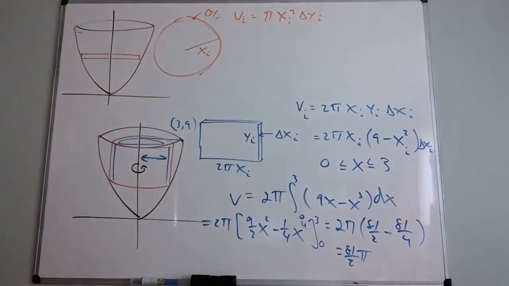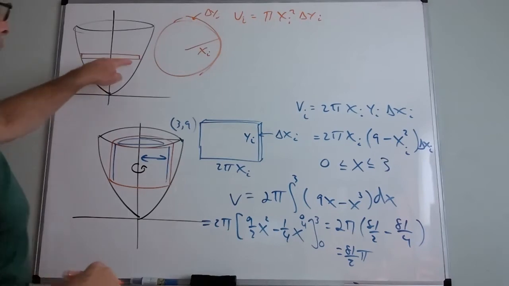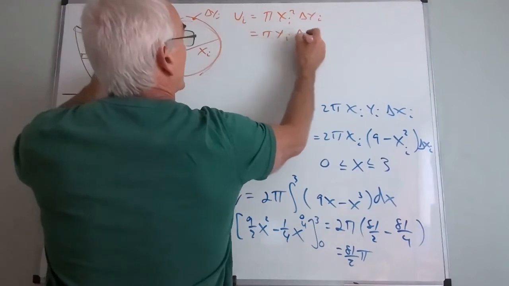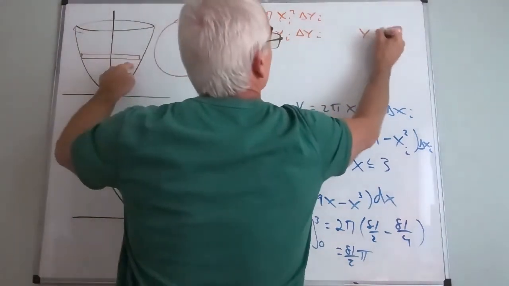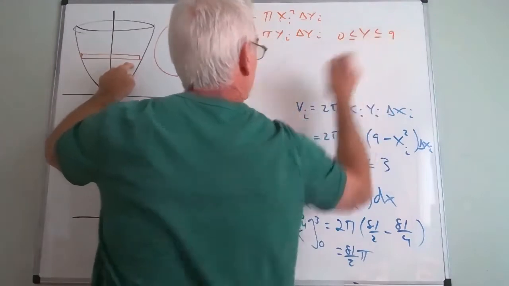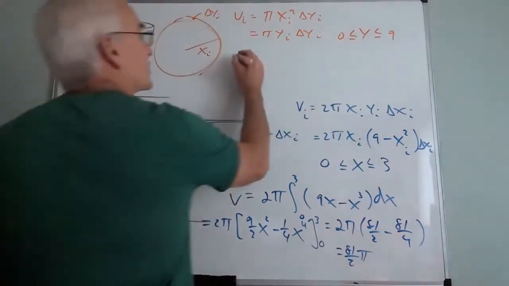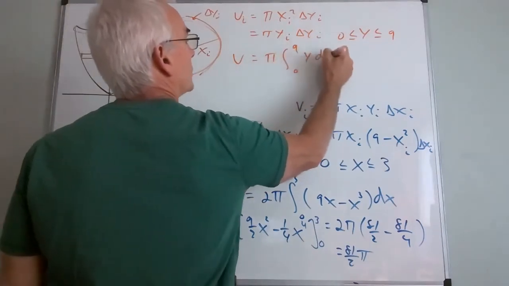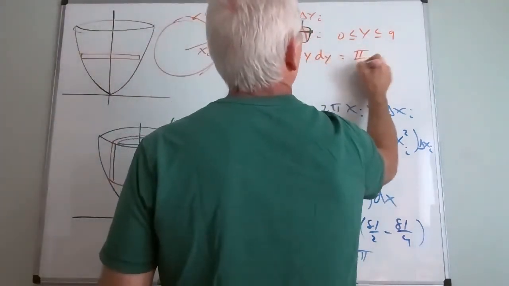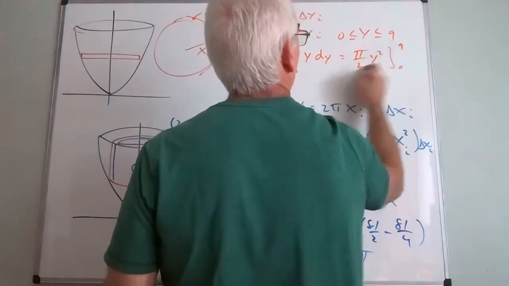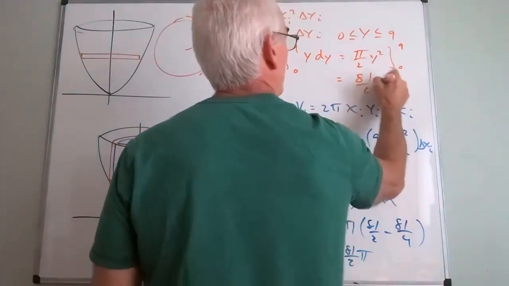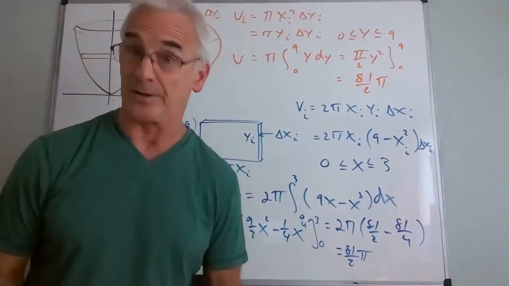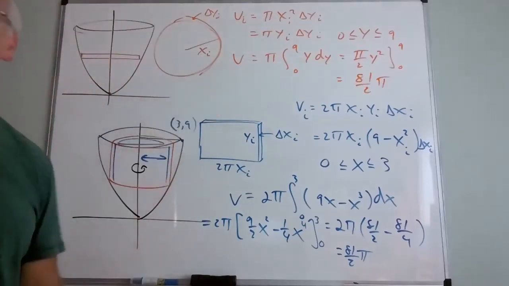Now I need to change everything to y's, but remember this curve is y equals x squared. So this becomes pi yi delta y. And the y's would range from 0 to 9. All right, so my volume is pi times the integral from 0 to 9 of y dy, which is pi over 2 y squared from 0 to 9, or 81/2 pi. Of course, it's going to be the same answer, but the integration looked very different. Doesn't even look like the same problem.